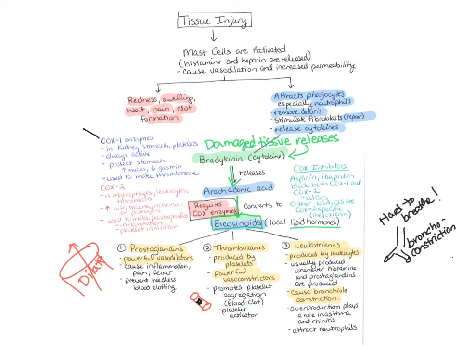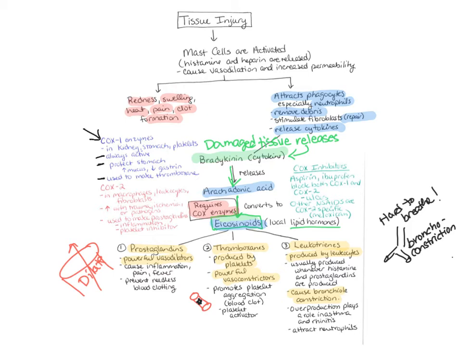COX-1 is an enzyme that's always active, so it's always being released. It's found in the kidney, the stomach, and the platelets. It's used to make thromboxane. But the big thing here is that COX-1 enzymes protect the stomach. They increase mucus production and they decrease gastrin. So they're helping to protect that stomach lining from acid.